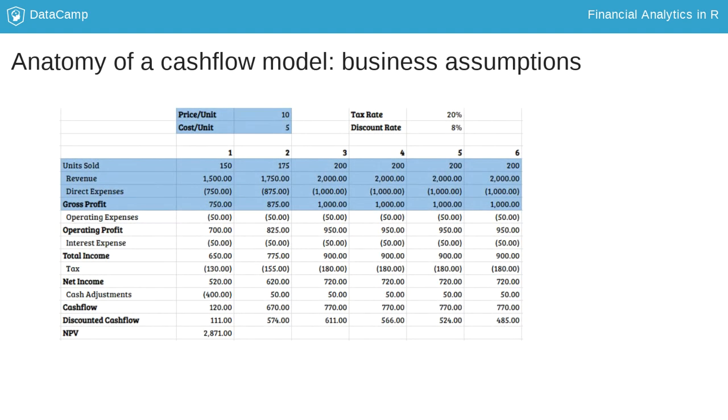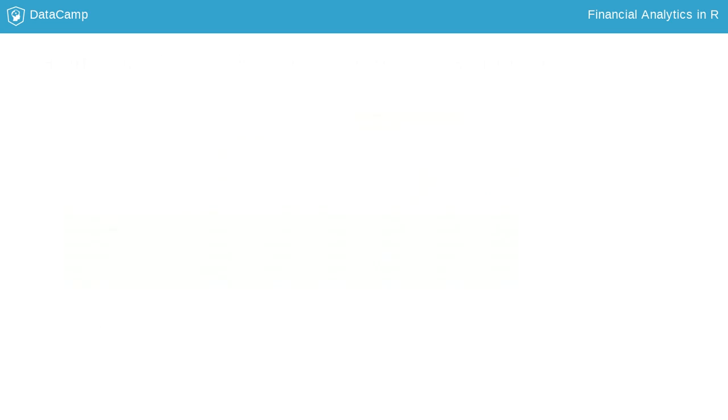Business inputs include our assumptions on the core economics of our business. For example, we use these to calculate our revenues and expenses. Examples of business inputs are the sales volume, or number of units sold, and the sales price per unit, and the cost to produce each unit.